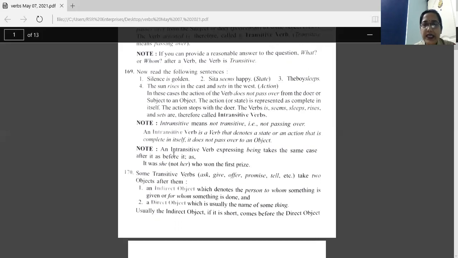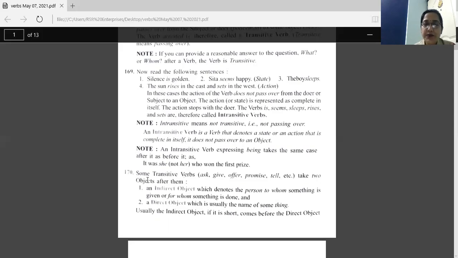Okay. An intransitive verb expressing being takes the same case after it as before it. What does that mean? See this example. It was she. We are not writing her here. So we are using the personal pronoun only. Who won the first prize? In that case, we are using was, that is a form of be, and after that the pronoun we are using is in the same subjective case. So we are using it, personal pronoun, and she, personal pronoun. We are not writing it was her. We'll write it was she, it was he, that way.